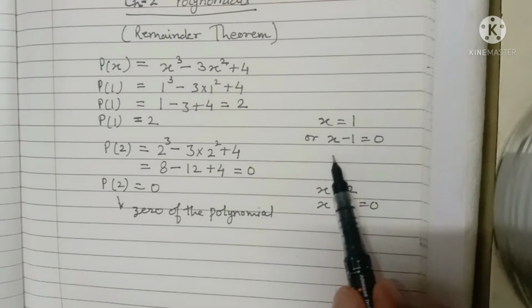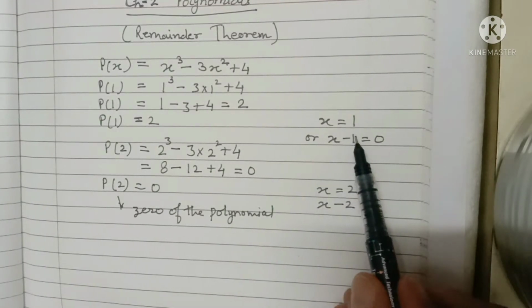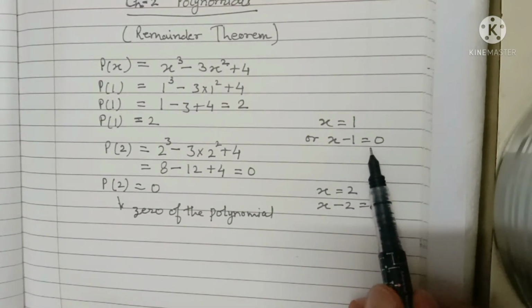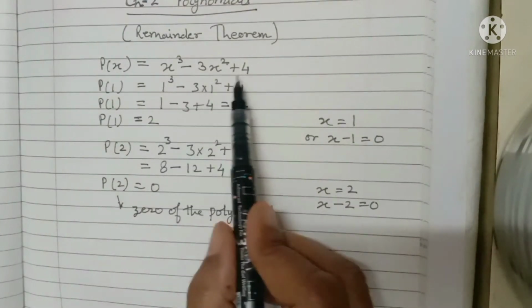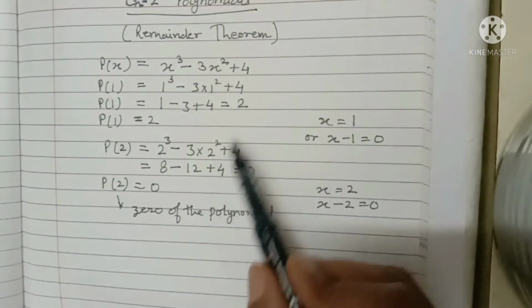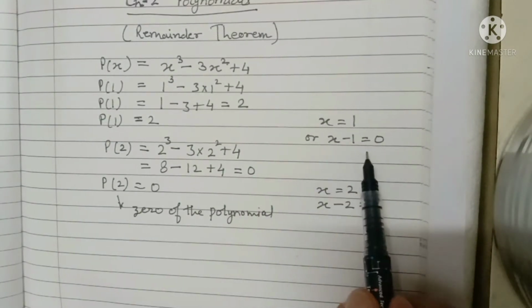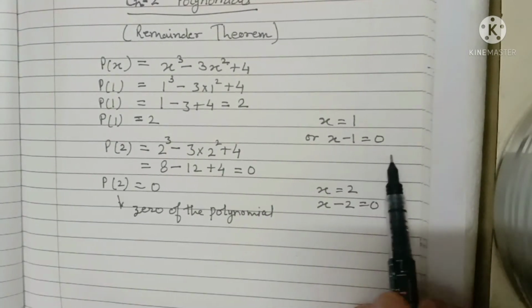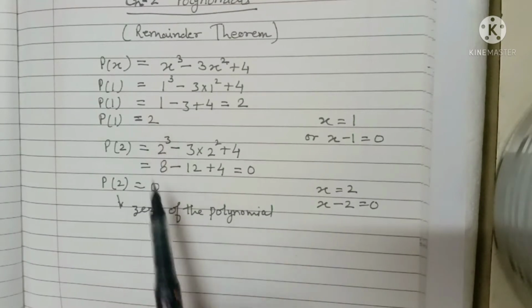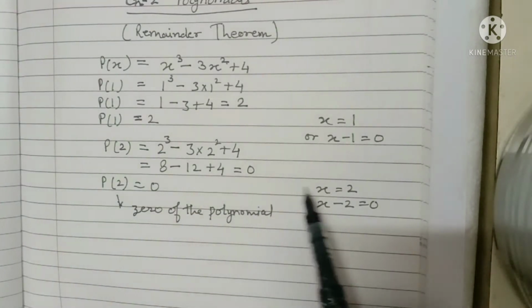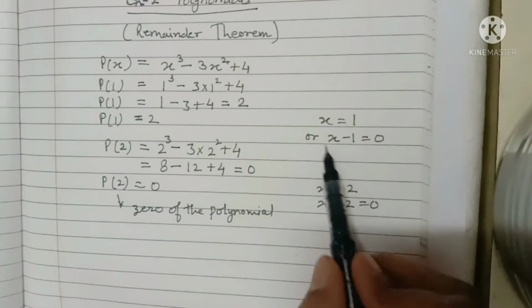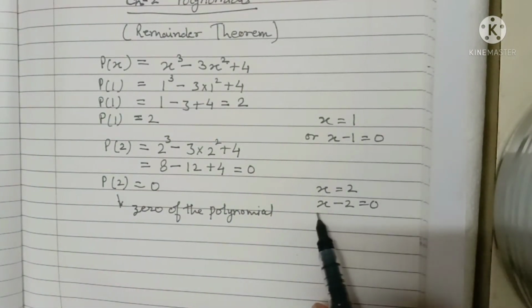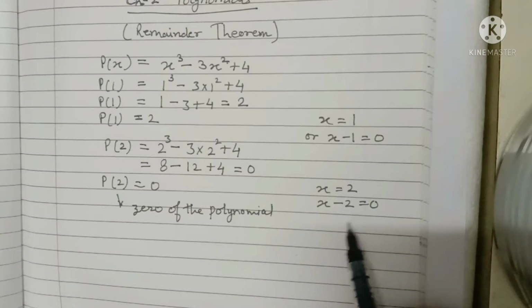Now we will find out what the relation is when we divide the polynomial by these factors in long division. What is the relation between the remainder and these values? So we are dividing this polynomial first by this factor, and second by x minus 2. So what happens? Let's see.